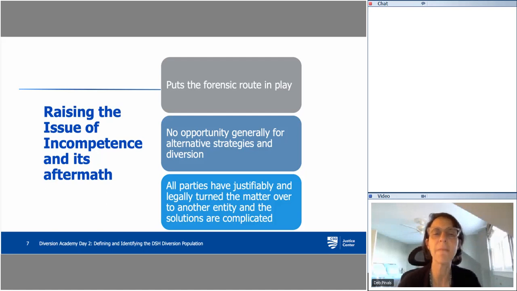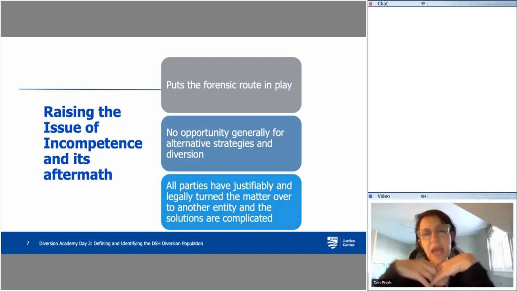And so this becomes part of the problem, that this historic pathway and the emphasis on the critical importance of competence become competing pressures in the system. And so what has happened historically is that all the parties have justifiably and legally turned the matter over to another entity to deal with the issue.